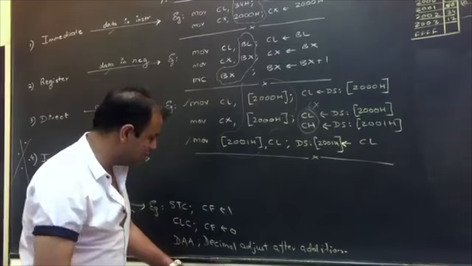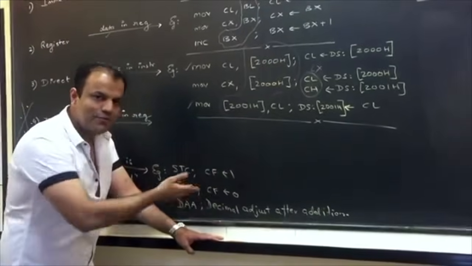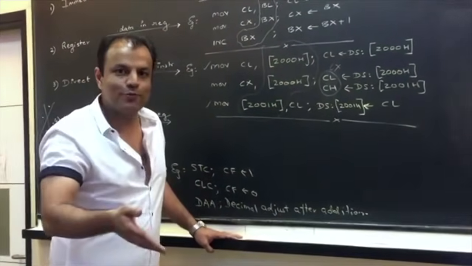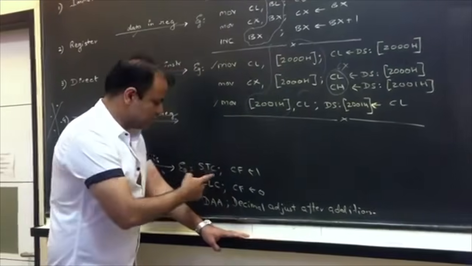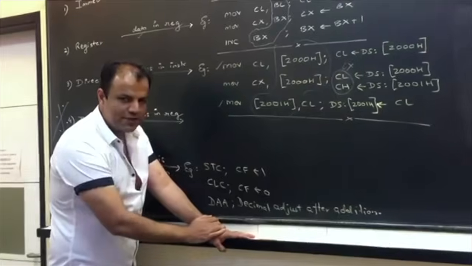So that's register addressing. But if you write STC, you don't need to write anything else. It is implied it works on the carry flag. Not giving an operand also is a way of giving an operand by making it an implied operand. So STC works on carry flag, will make carry flag 1. CLC clear the carry flag, again will make carry flag 0.